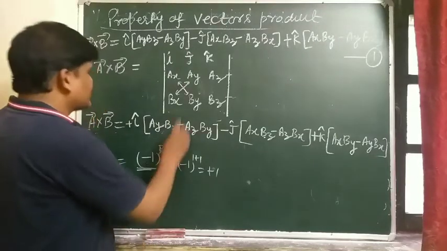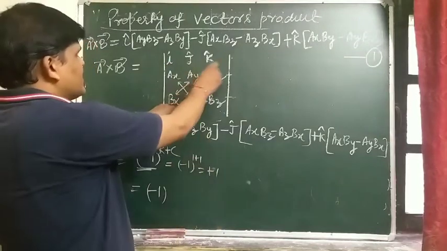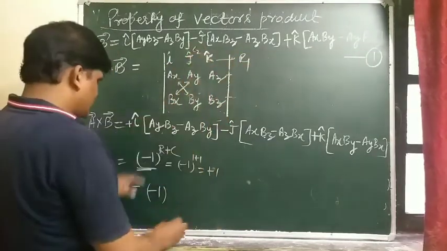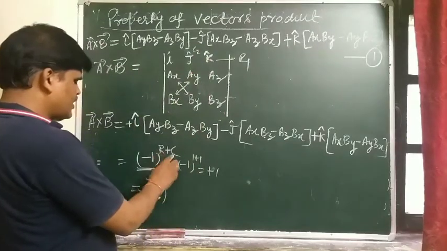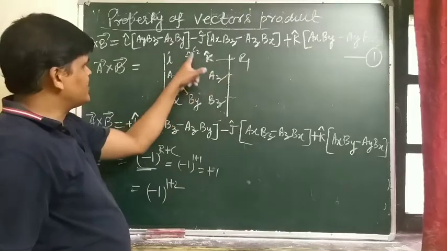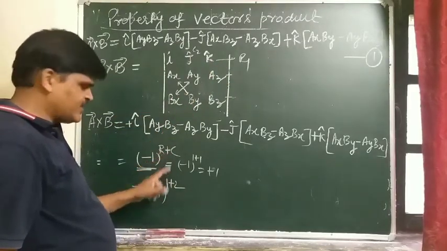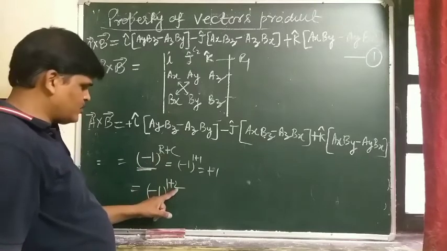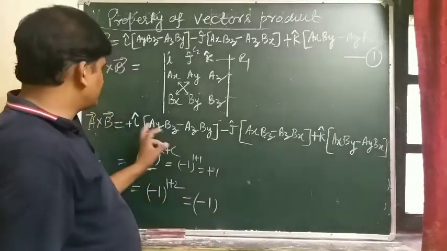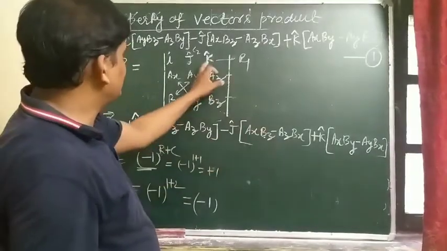Now here, minus 1 for J, second column. R is R1 and this will be C2. It means first row and second column. So minus 1 to the power R plus C, 1 plus 2, that is 3, so negative comes out. So we use I positive, J negative.